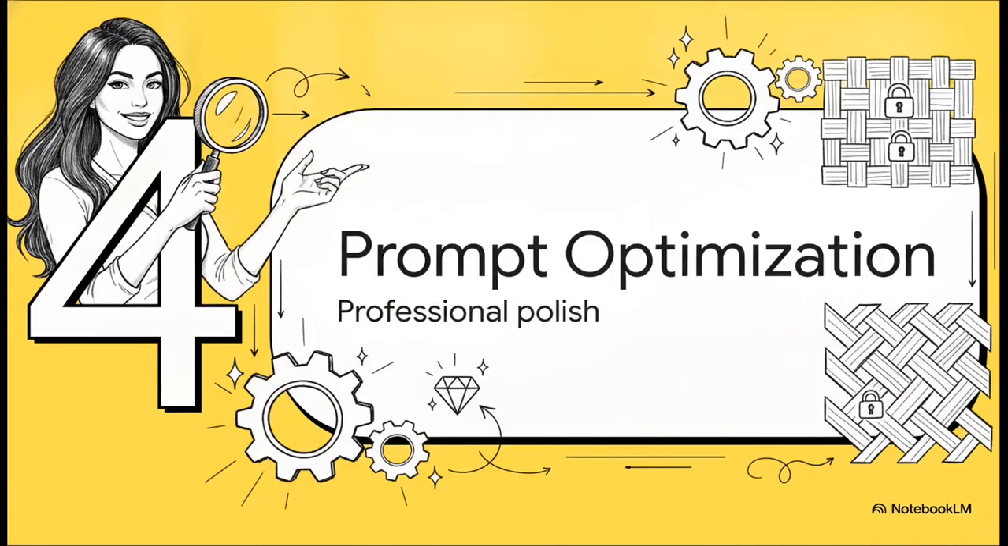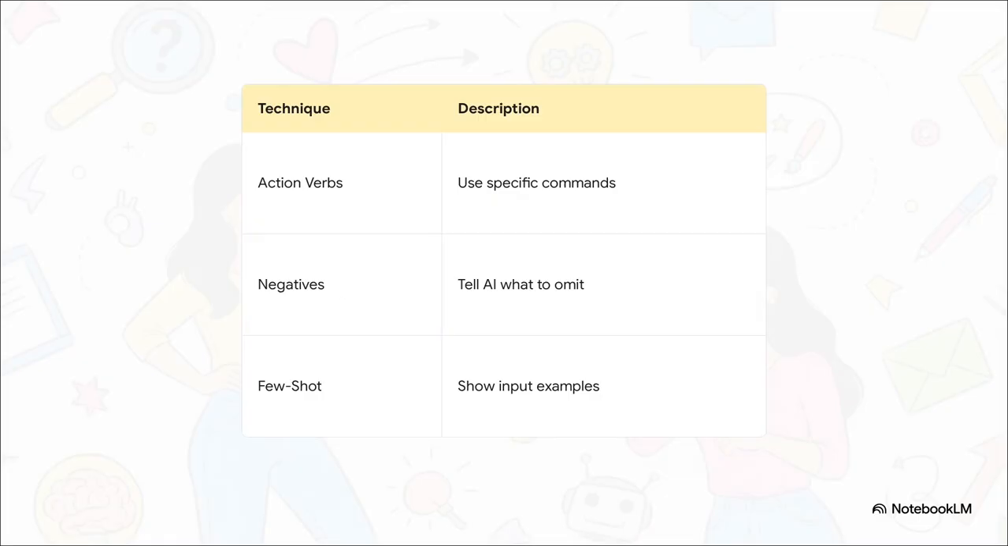Now that we've got the basics, let's level up. Section 4, Advanced Prompt Optimization. All right, so here are 3 incredibly effective tricks to really polish things up. First up, direct action verbs. Rather than saying, "Tell me about X," you want to command the AI. Use words like list, compare, analyze, or draft.